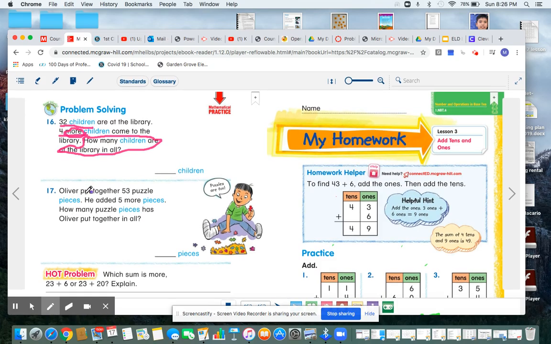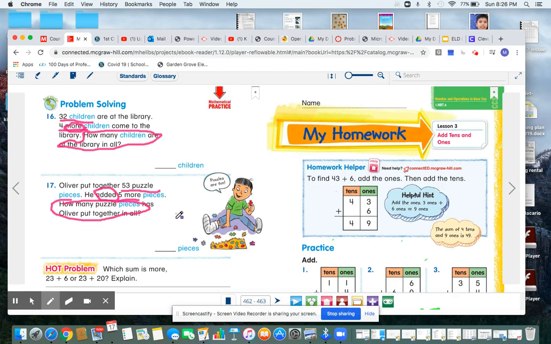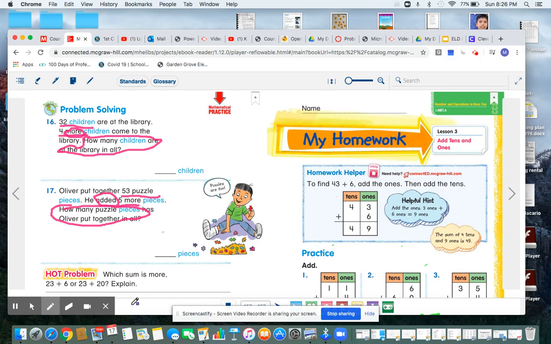Number 17, Oliver put together 53 puzzle pieces. So plus 53 puzzle pieces. He added, they give us the word, 5 more pieces. How many puzzle pieces has Oliver put in all? This is my question, so I'm going to circle that. So I'm going to read it again. Oliver put 53 puzzle pieces. He added 5 more pieces. How many puzzle pieces has Oliver put together in all? Go ahead and answer that.